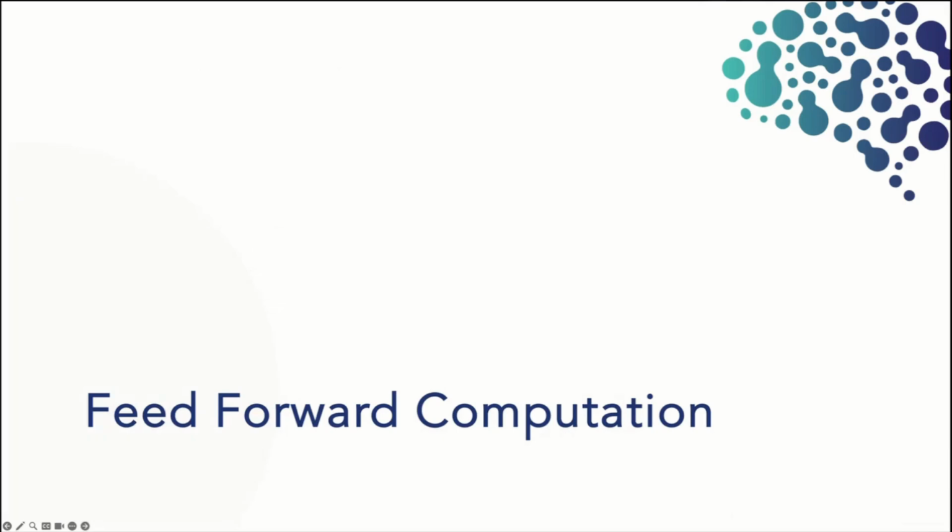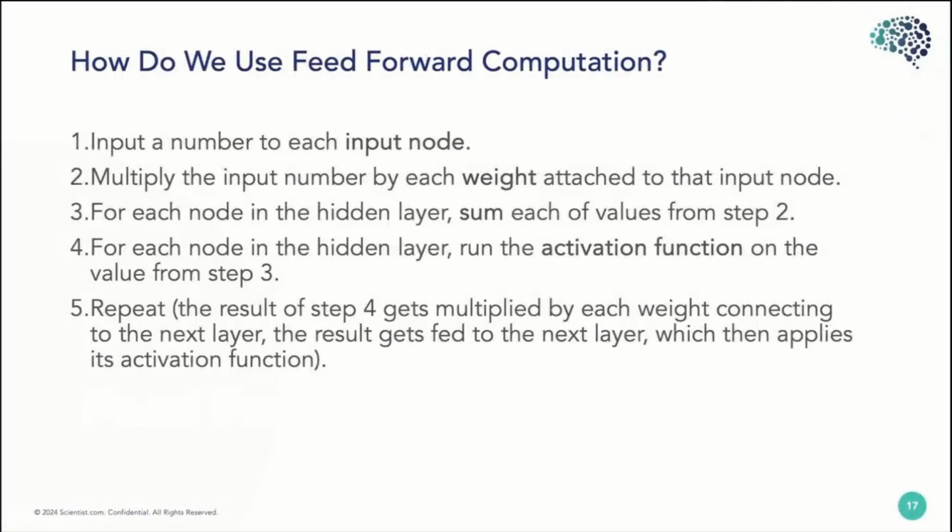Okay, so that's the structure of the network. So let's take a look at how you actually use it to compute values. That's called feed-forward computation. So just in words, the way this works is you're going to feed a floating point number, just a number, 0.5, 1.1, into each one of your input nodes.